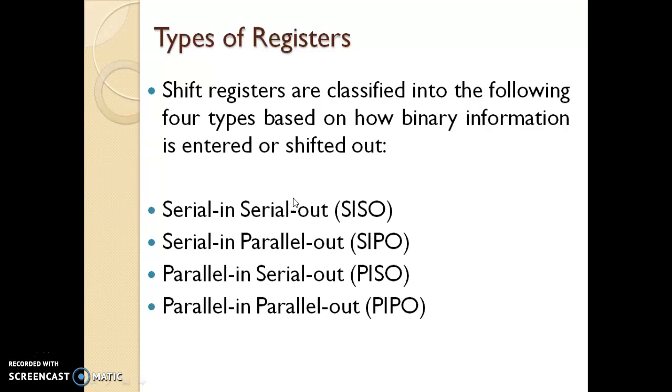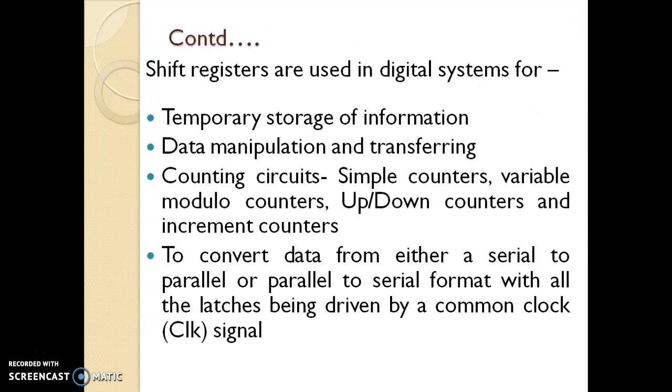Input is provided in two ways, either in serial manner or in parallel manner. Similarly, the output also can be taken in two ways, serially or parallelly. Based on these combinations, we have four different types of shift registers. One is serial in, serial out, that is SISO. Another is serial in, parallel out, that is SIPO. Then parallel in, serial out, that is PISO. And parallel in, parallel out, that is PIPO. These are the four different types of shift registers.